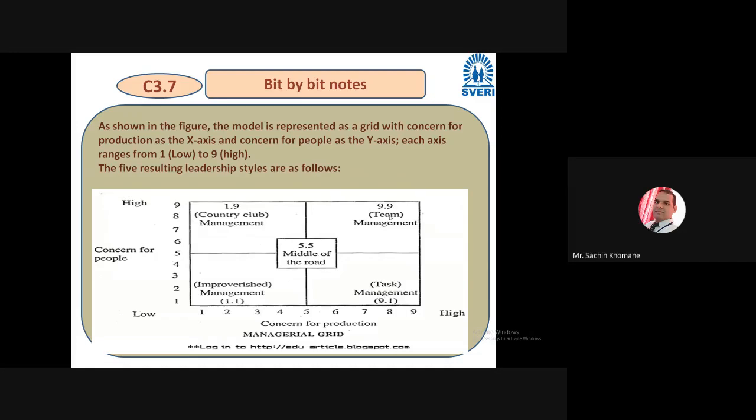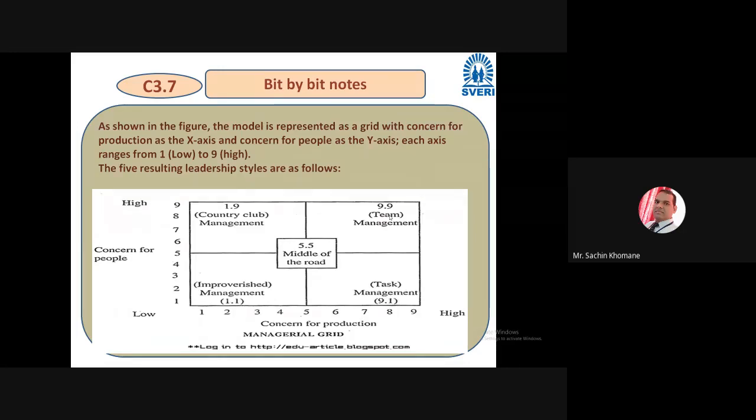So what is this? This is the two dimensional grid, right? I will give you time next time to draw this simple diagram, because if you understand this diagram, then you can understand what is 1.9, what is 9.9, what is 1.1, what is 9.1, 5.5, because there are so many MCQs. This is an academic view, but in industries also managers generally refer to this.